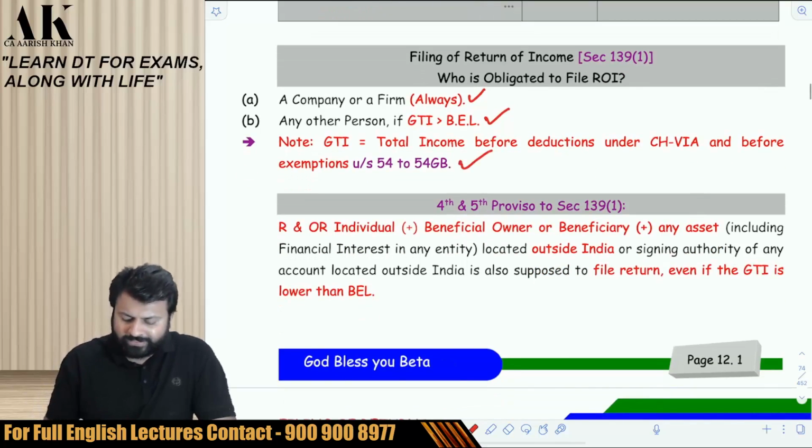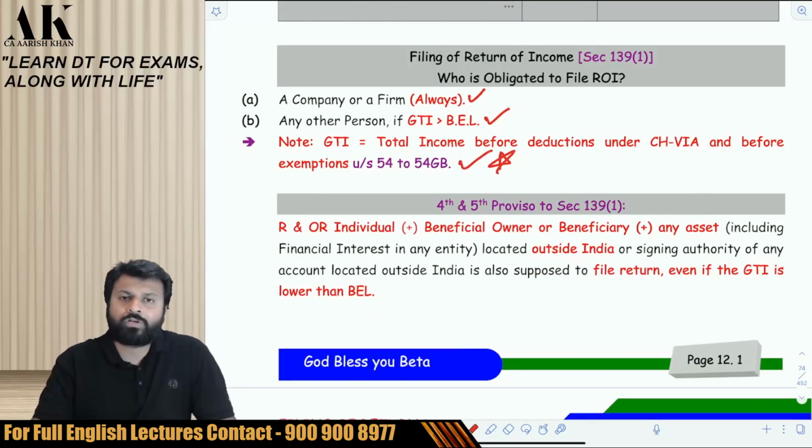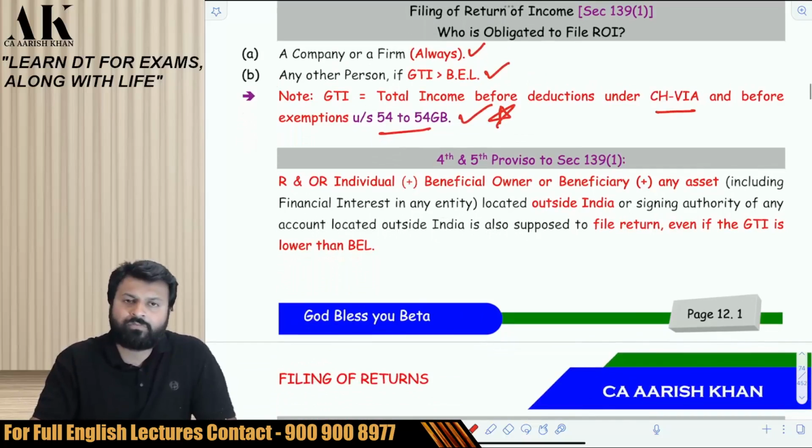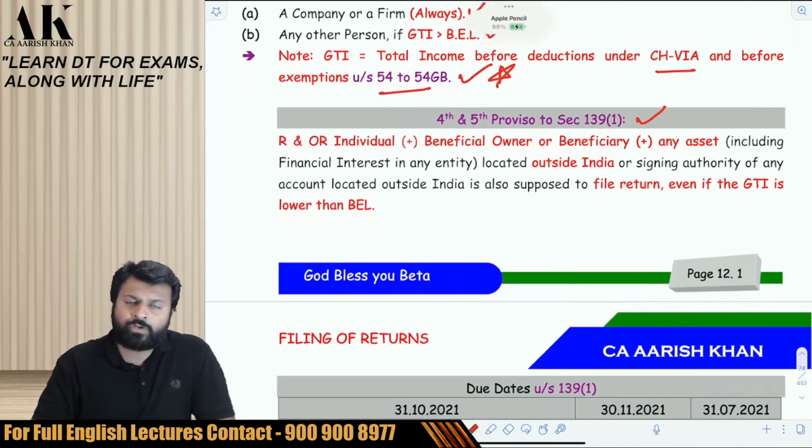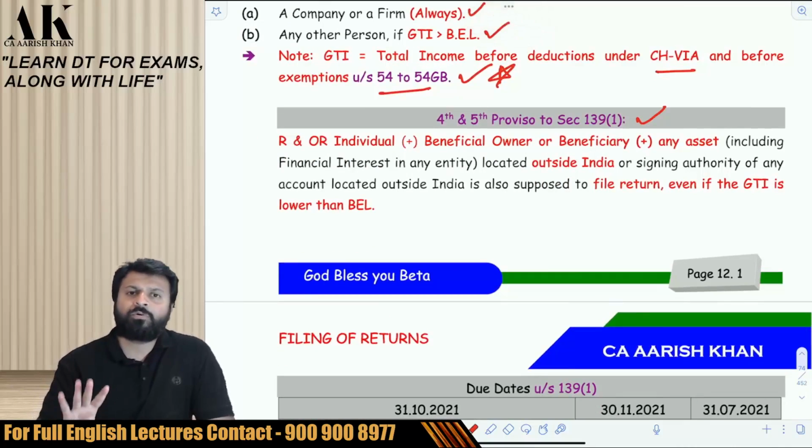Okay. So you have to see, this is an important point. You have to see gross total income before two things. Which two things? I have told you, before Chapter 6A and before exemption under 54 to 54GB. Now, there are some provisos which are added by Finance Act 2014 and Finance Act 2015. That is fourth proviso and fifth proviso.